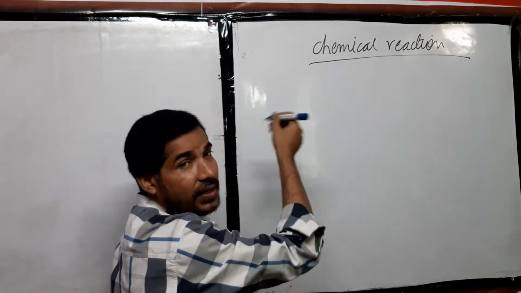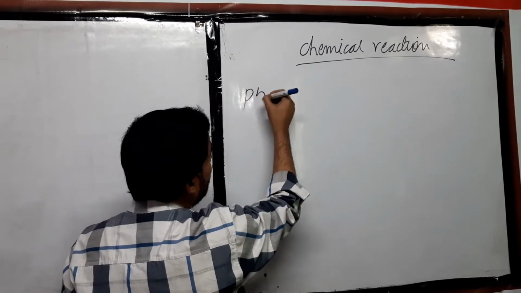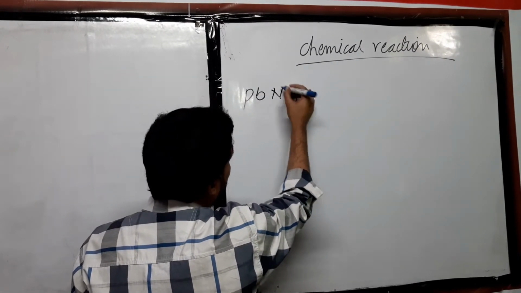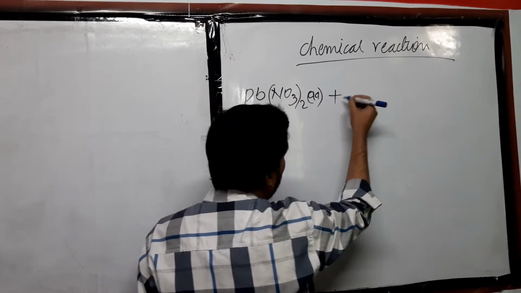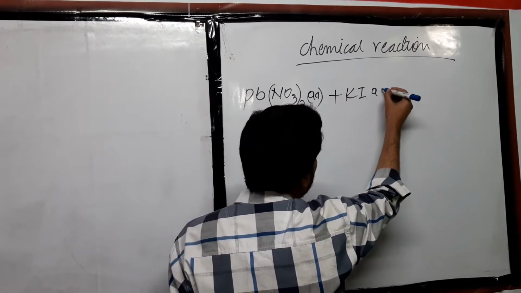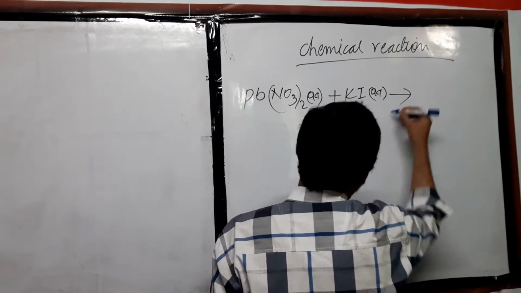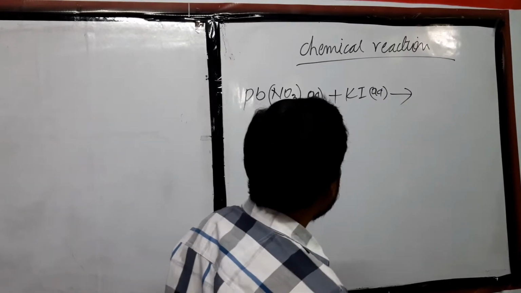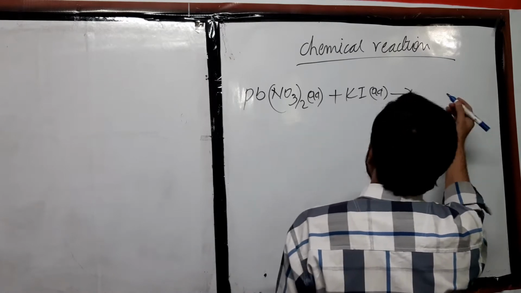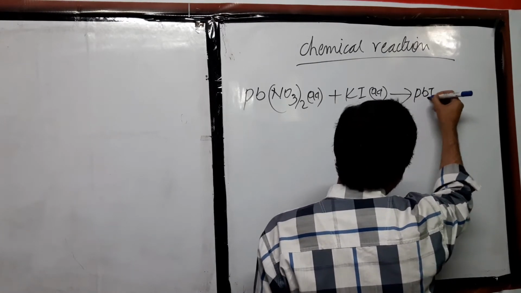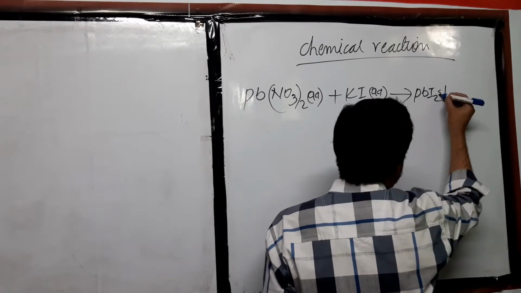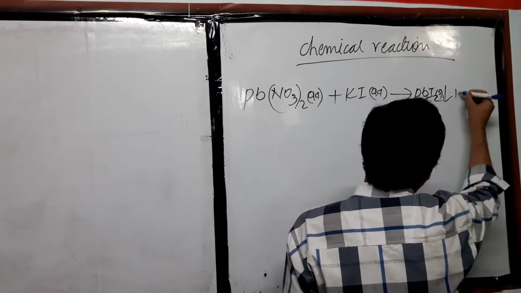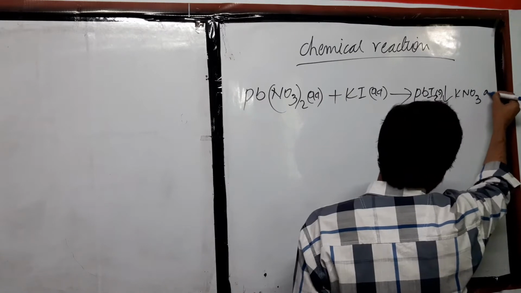I am going to write a chemical equation. Suppose that Pb(NO3)2 aqueous plus potassium iodide aqueous. When they react, then PbI2 is formed. It is solid, and KNO3 aqueous.